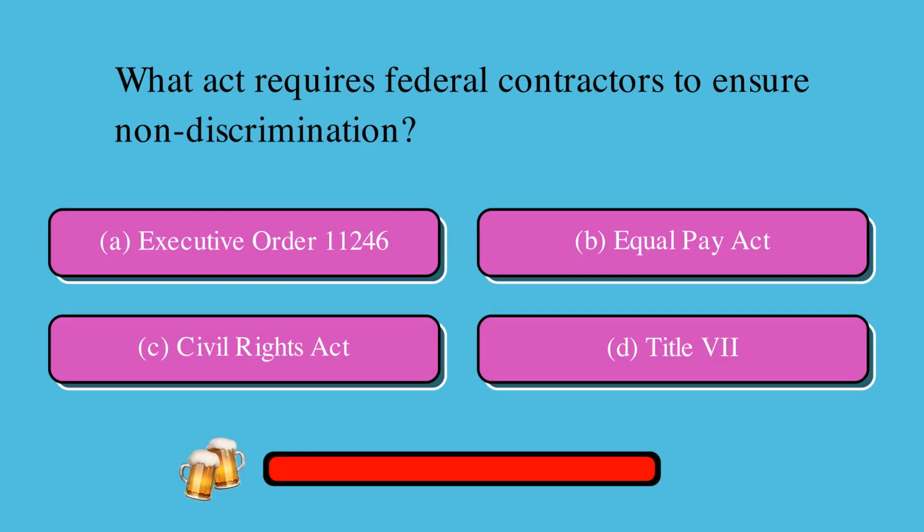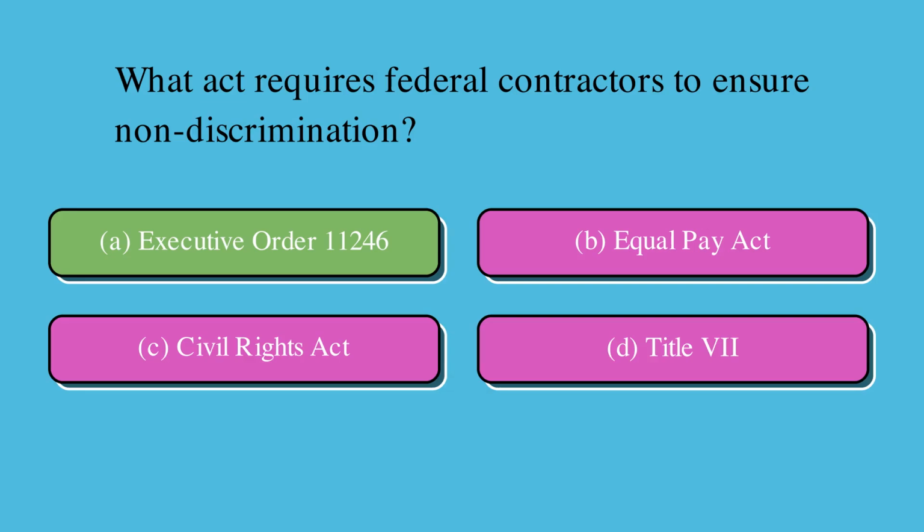What act requires federal contractors to ensure non-discrimination? Is it A, Executive Order 11246, B, Equal Pay Act, C, Civil Rights Act, or D, Title VII? The correct answer is A, Executive Order 11246.